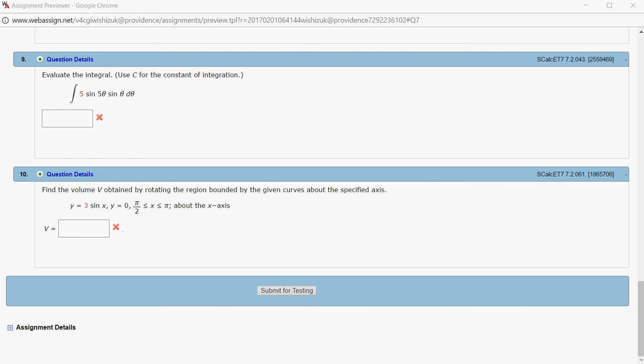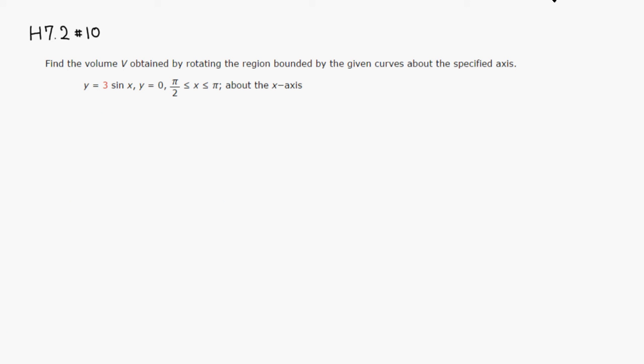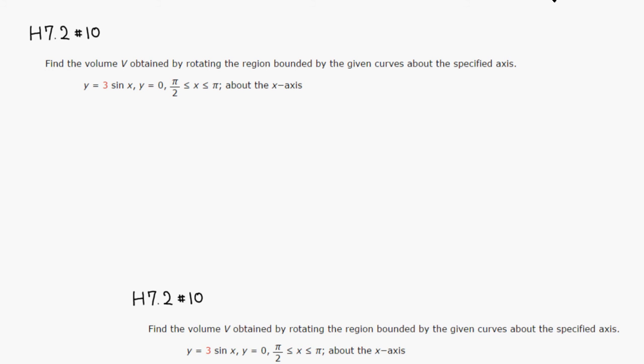All right, let's look at homework 7.2, problem number 10. We want to find the volume of the solid obtained by rotating the region bounded by y equals 3 sine of x and y equals 0, which is the x-axis, between pi over 2 and pi, and rotated about the x-axis.